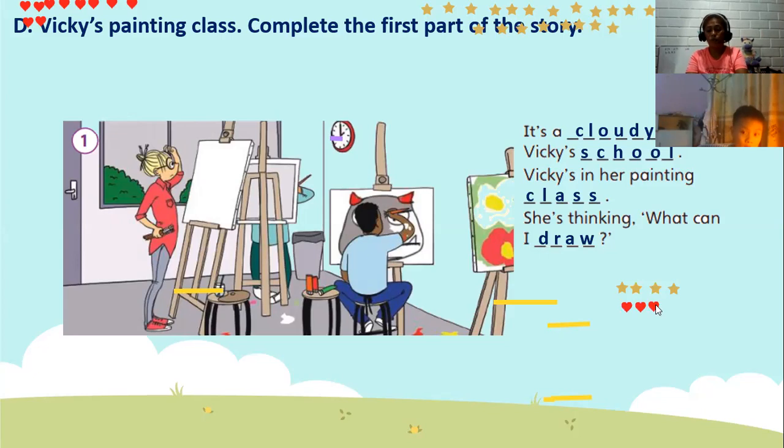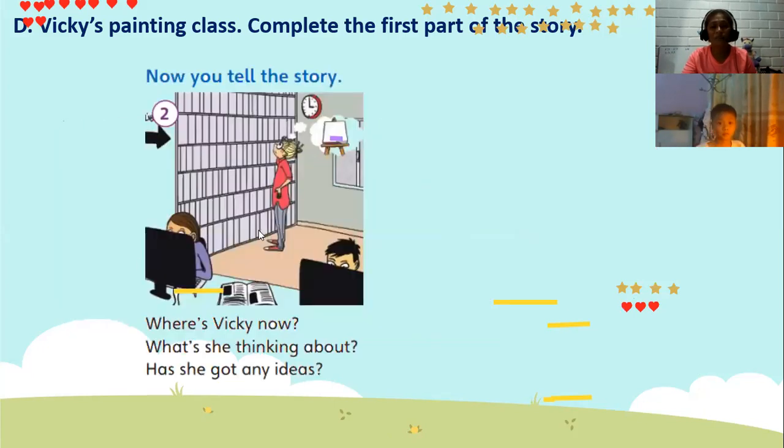Okay, so don't forget that you have 44 stars. You add the stars. Every time teachers will give you the stars, you add it and we'll count how many stars you got. Okay? Yes. Okay, very good. Okay, next one. Now you tell the story about this one.